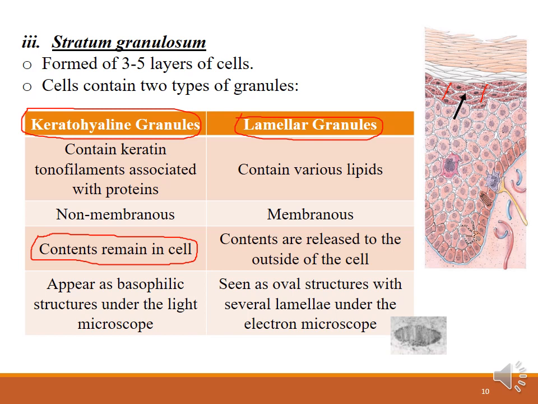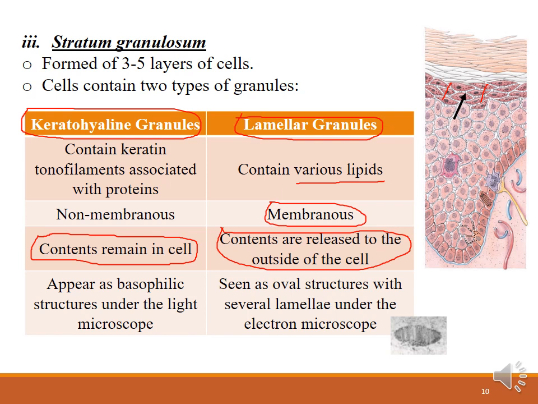Lamellar granules, on the other hand, contain various lipids. And these granules are membranous. They are surrounded by membrane. Why are they surrounded by membrane? Because the contents are released to the outside of the cell by exocytosis. So first of all, we must remember two things. These are lipids. Lipids cannot be free inside the cytoplasm because, as you know, cytoplasm is mostly water, and lipids cannot be with water. So the lipids must be surrounded by a membrane, and then the lipid is released to the outside by exocytosis.